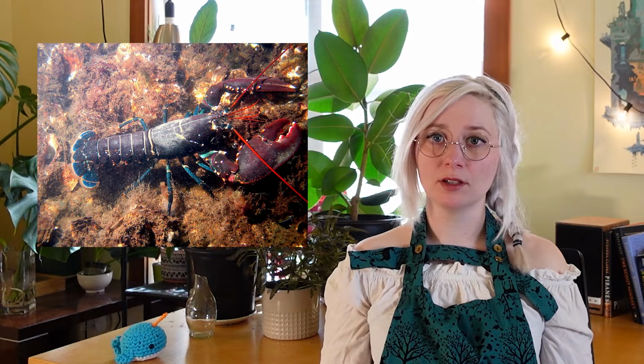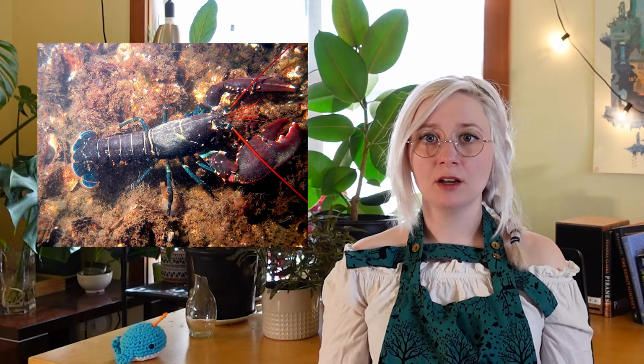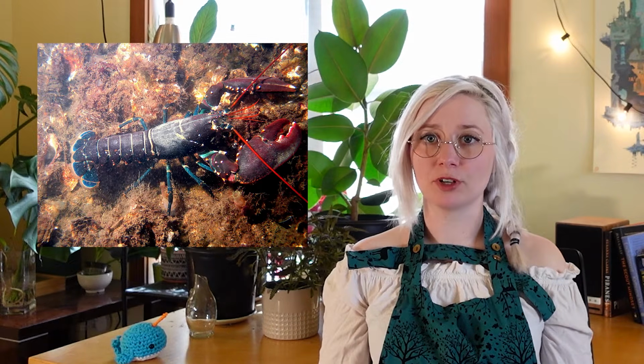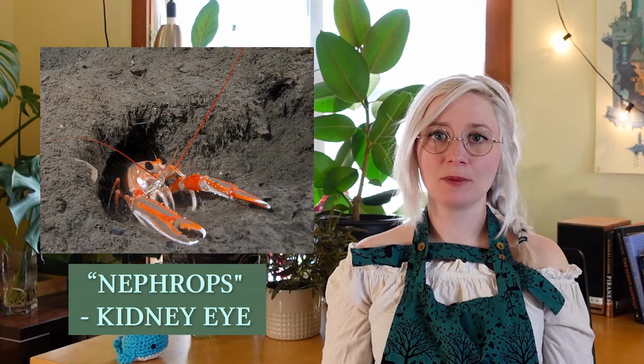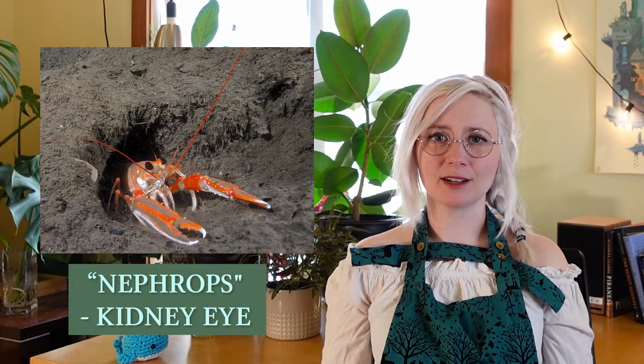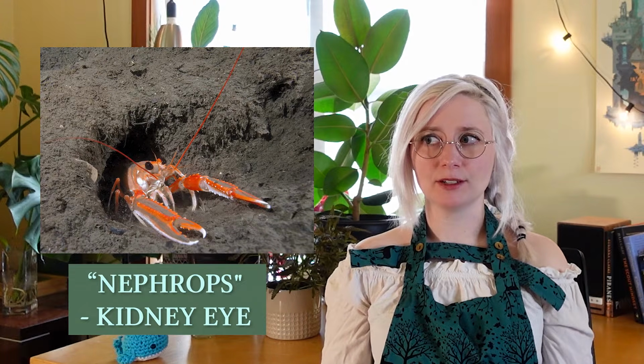Several genuses of lobsters have one claw that's larger than the other. The large one is thick and blunt and used to crack open shells or crush prey. The smaller claw is lighter and sharper and used for cutting and precision tasks. One of these lobsters is called nephrops, or kidney eye, which made me wonder what the psi in cyclops is. It's just circle, because I guess they have one giant circle eye.